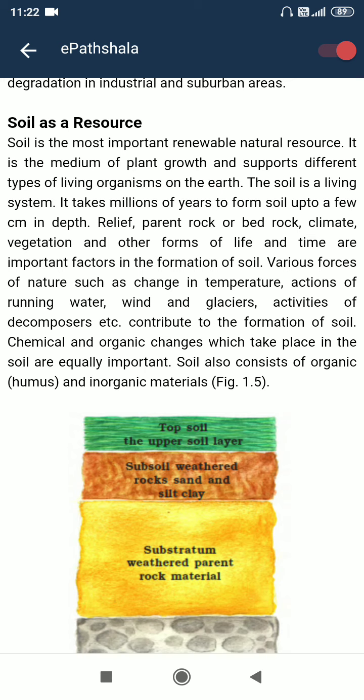Relief, parent rock or bedrock, climate, vegetation and other forms of life, and time are important factors in the formation of soil. Various forces of nature such as change in temperature, action of running water, wind and glacier, and activities of decomposers etc. contribute to the formation of soil. Chemical and organic changes which take place in soil are equally important. Soil also consists of organic, humus, and inorganic materials.